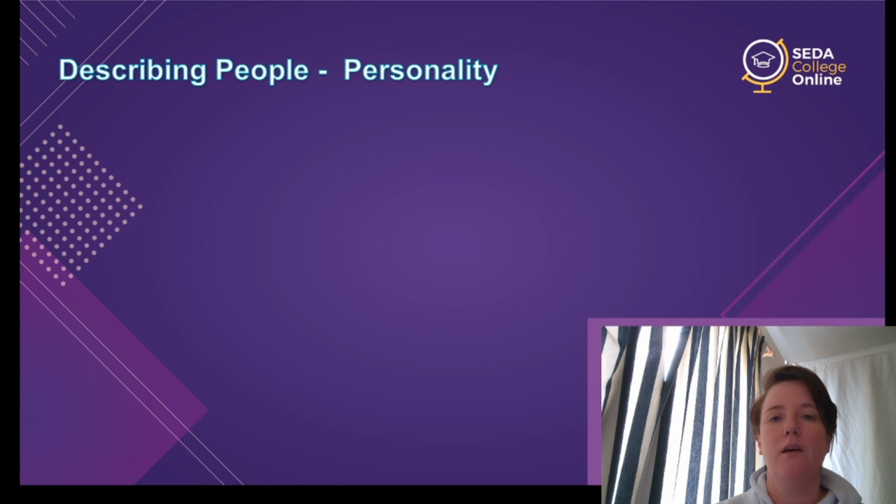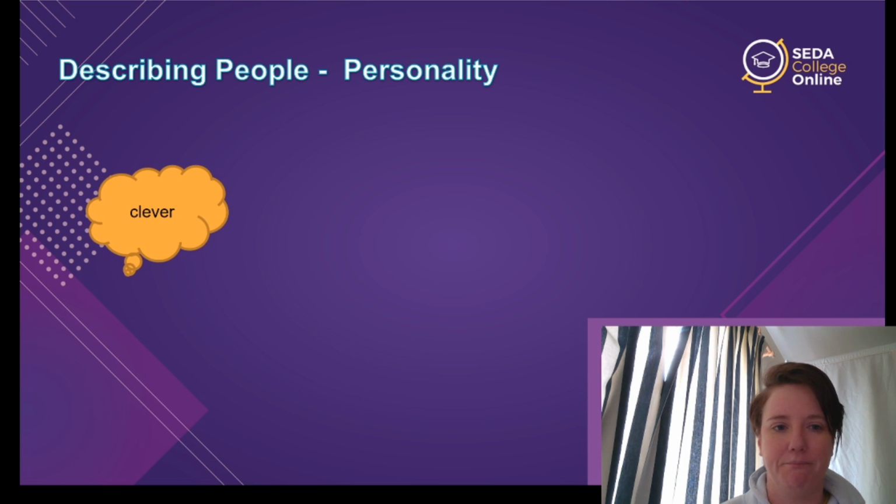Now, the next part, guys, is describing people, personality. Okay, so personality. So think in your head, how would you describe people? Okay? Clever. Clever is another word for intelligent. Okay, so somebody who is clever, they know a lot of things. Okay? Are you clever? I'm sure you are.